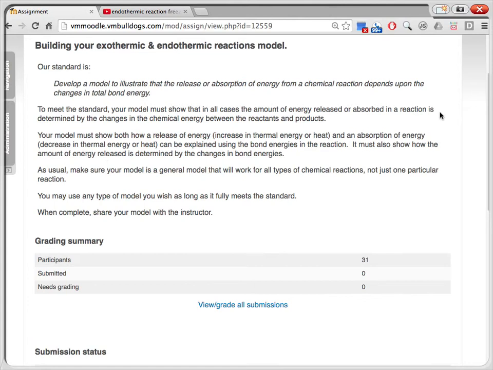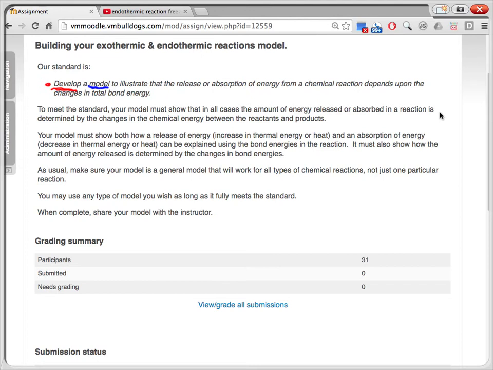The standard says that we need to develop a model to illustrate that the release or absorption of energy from a chemical reaction depends upon the changes in total bond energy. So our goal here is going to be looking at our action verb. Our action verb is develop, right? And so we are going to be developing what? It says that we are developing a model. And so as we talked about earlier, models are basically things that we use in science to help us to understand or help us to explain some phenomenon.